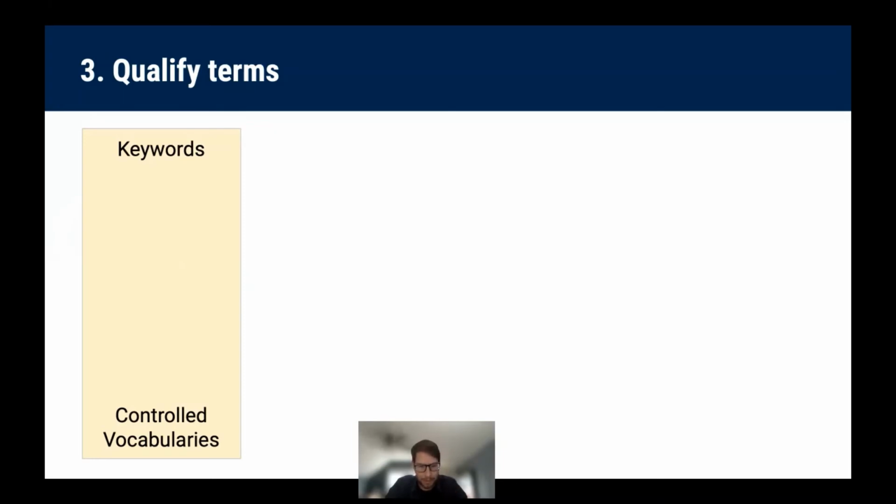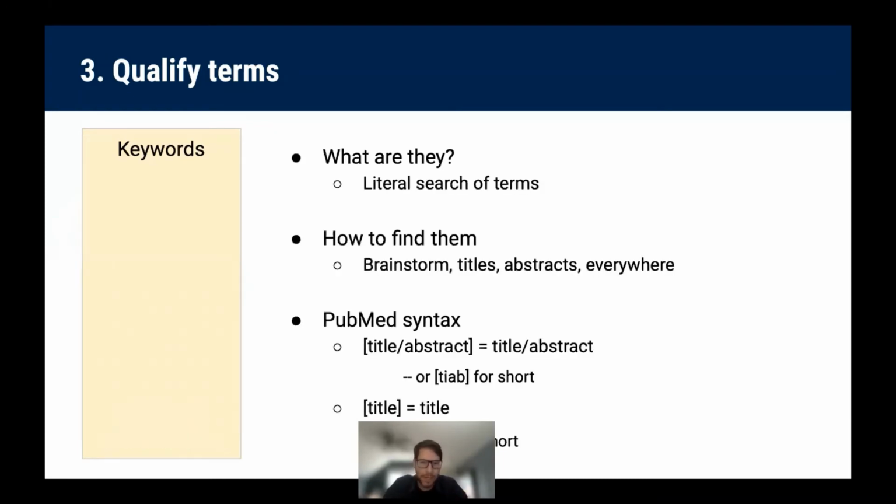First, to understand how we qualify terms, it's important to understand how these databases work. They work by doing two types of searches: a keyword search and a controlled vocabulary search. The keyword search is what you expect to find when you search any sort of resource. You expect a literal search of terms. You type in fathers in Amazon, in Google, in PubMed, you're going to get results where fathers appears.